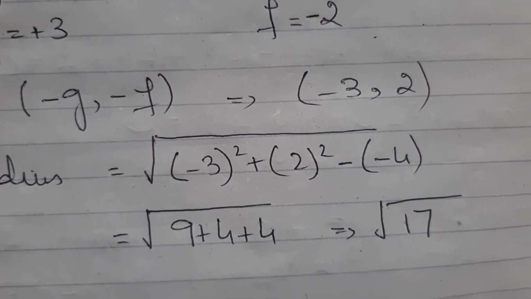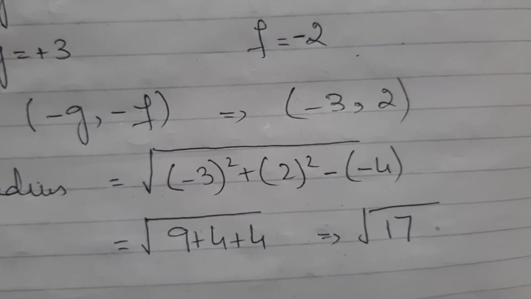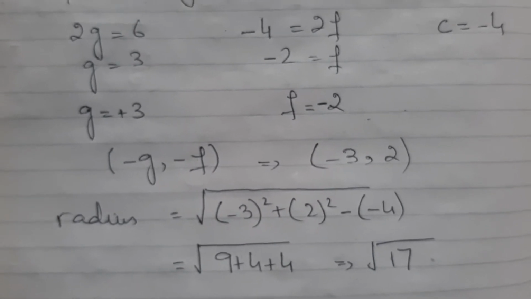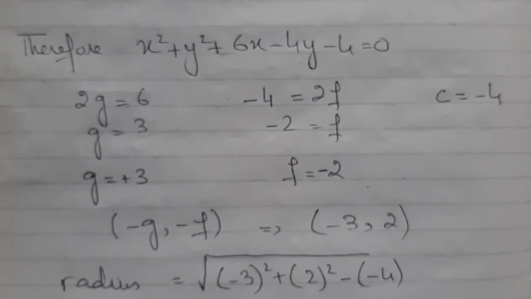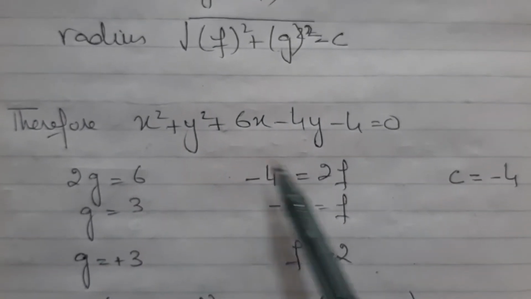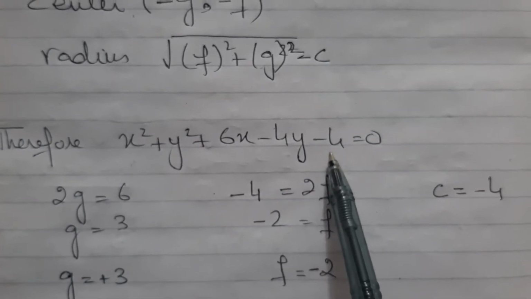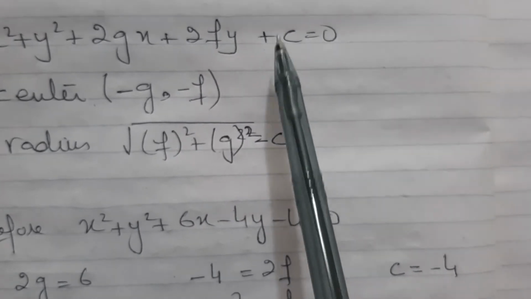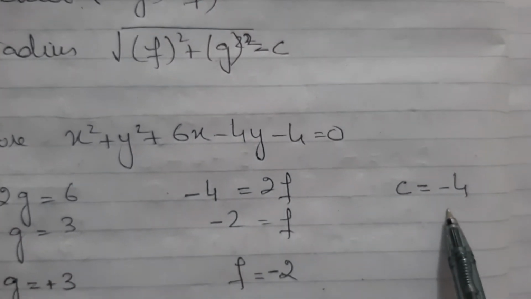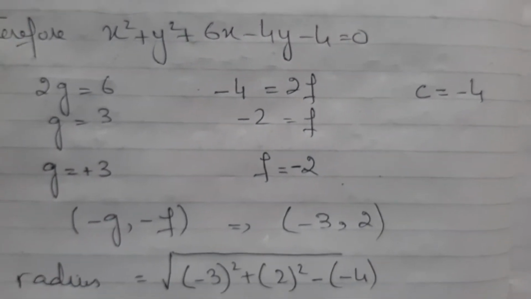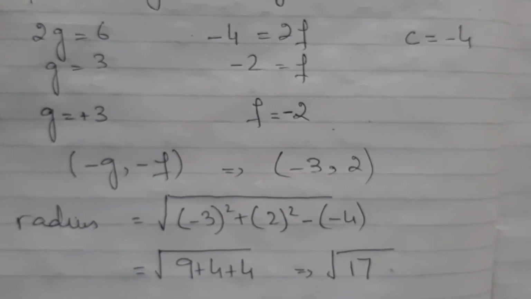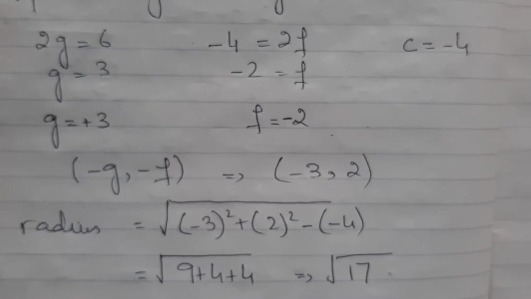So you can put the video on pause and you can check yourself. So this is how you will get your radius. Let's see the second part of the question. By the way, c I got from the comparison here. In the question it was given minus 4 and in the original equation it is plus c. So that's why my c is minus 4. So when I plugged it in the formula, I got plus 4, right? So let's see the second part of the question.